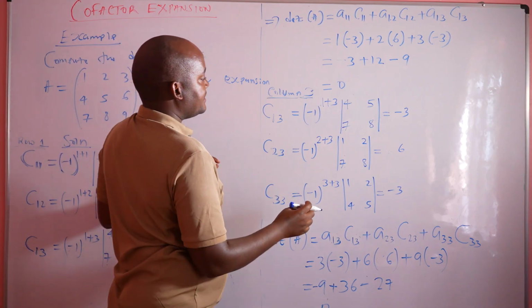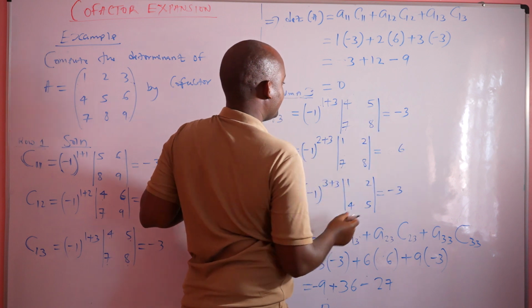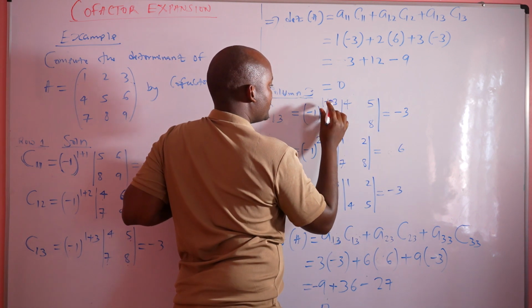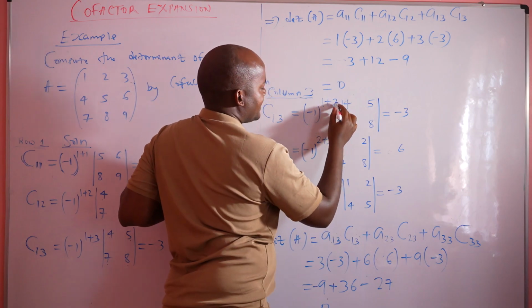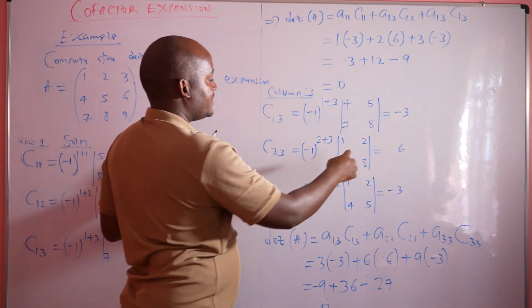Should you compute this, it will be the same as what? This times this minus this times this, you get -3. So -3 times this will be positive because the power here will be even, because 1 plus 3 you get 4. So meaning that the negative remains.